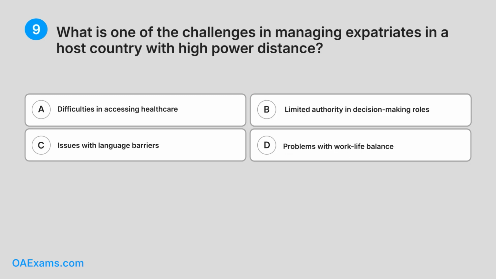9. What is one of the challenges in managing expatriates in a host country with high power distance? A. Difficulties in accessing healthcare. B. Limited authority in decision-making roles. C. Issues with language barriers. D. Problems with work-life balance. Do you know the answer?